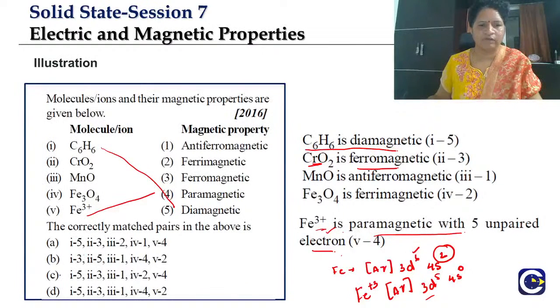So 1 is 5, 2 is 3. We have 3 options, A, C and D, so we can eliminate B. The third is manganese oxide, which is antiferromagnetic, so we can eliminate one more. We'll go for these two options. C option is right. Good.